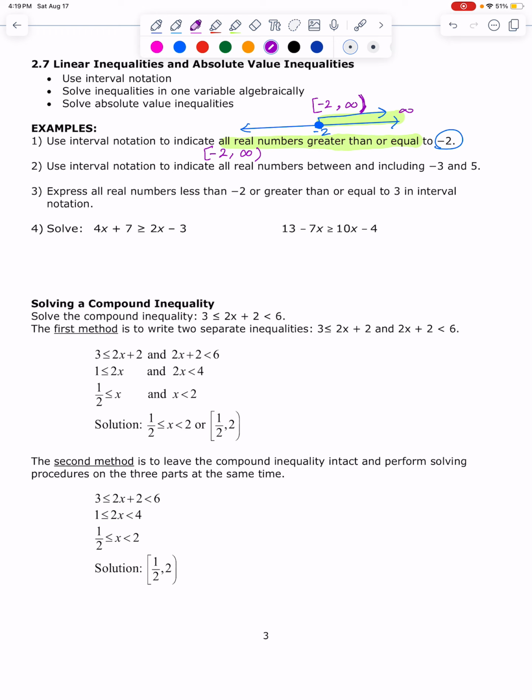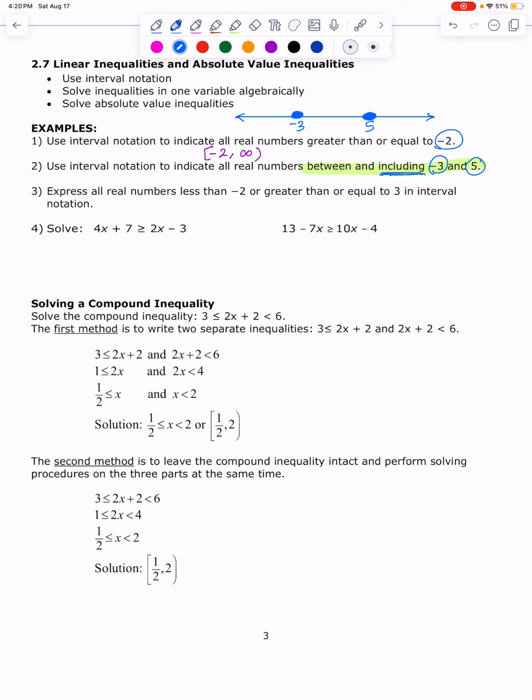Number 2, use interval notation to indicate all real numbers between and including -3 and 5. So between and including -3 and 5, I'm going to remove this number line, and I'm going to begin with a new one. So here is the open number line. The smaller number here is -3, so it goes here, and it says it's included, so we're going to put a closed circle at -3. 5 is bigger, so it goes to the right of -3, and it is also included, which means we're going to include a closed circle.